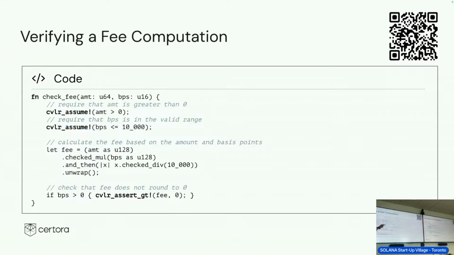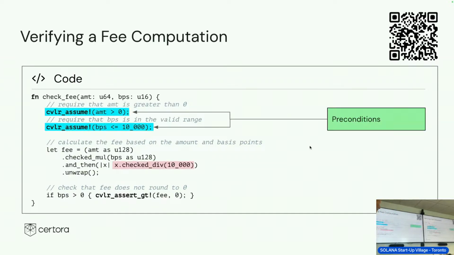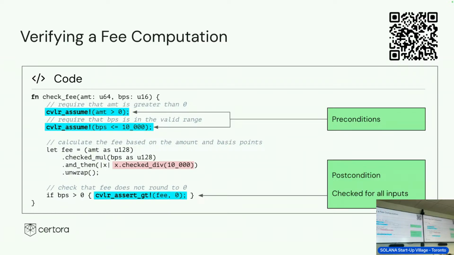So you assume something about the amount that it is greater than 0. You assume that the BPS is less than 10,000, and then you have a set. So this is the precondition. This is our assumption at the beginning, and this is the post condition.